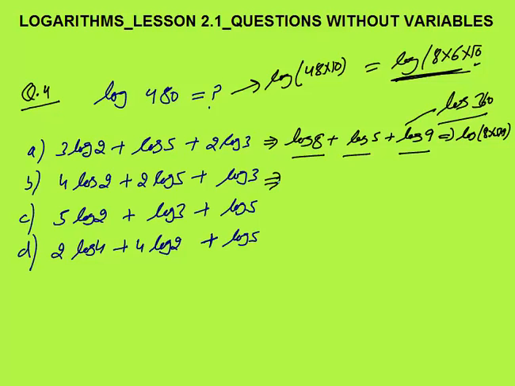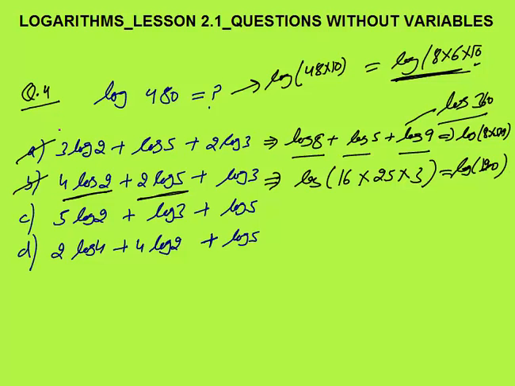In the same way, the second option. This becomes log 16, 2 power 4, then 25, log 5 square. So this becomes log of 16 into 25 into 3. Now 16 into 25 is how much? 400, into 3. This will become log 1200. This will also not be my answer. So option B is not the answer, option A is not the answer.